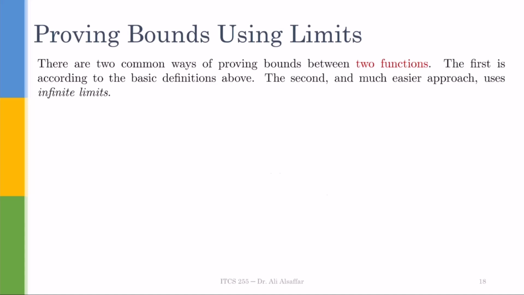In our next topic, we would like to show you how to use infinite limits to prove bounds between any two functions. In fact, there is a connection between the big O, big omega, and big theta concepts between any two functions and limits. So the question is how to find bounds, upper bounds or lower bounds, between any two functions. There are two common ways of proving bounds between two functions. The first is according to the basic definitions of each of these notations. The second, which is a much easier approach, uses infinite limits.